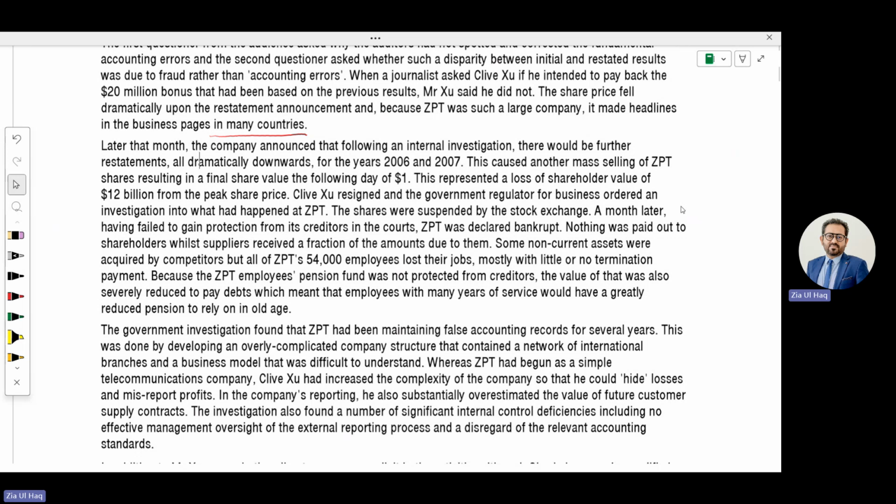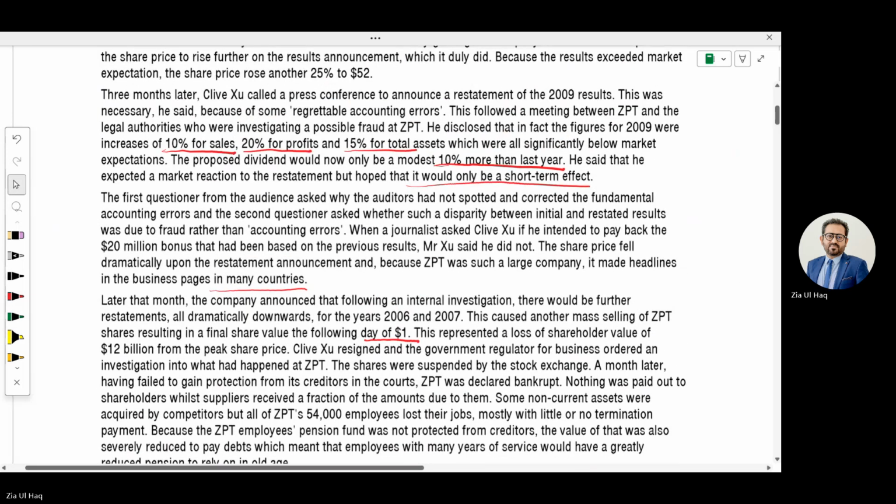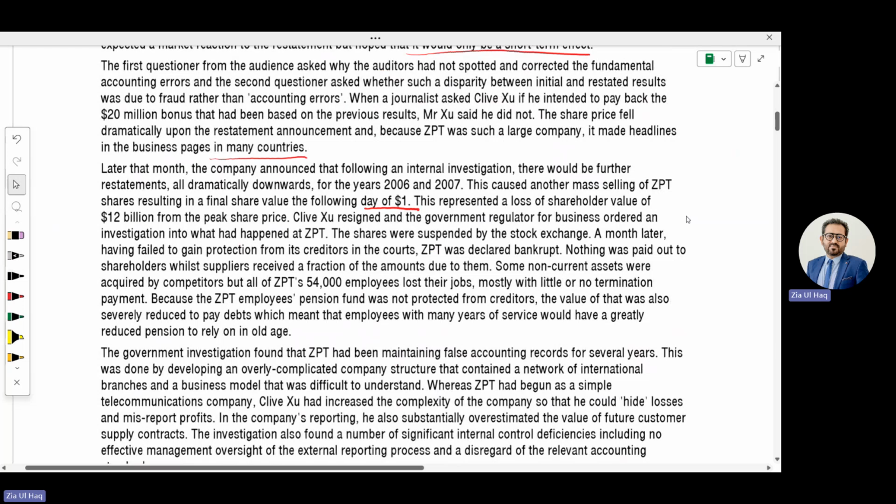So this caused another massive selling of ZPT shares, resulting in a final share value the following day of $1. He was expecting how much? $52. Because there is a supply of shares. Shareholders want to withdraw their investment. How? By selling shares. Nobody wants to buy shares. If there is more supply and no demand, prices go down. That's why the company share price goes to $1.